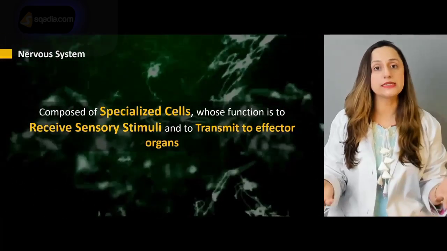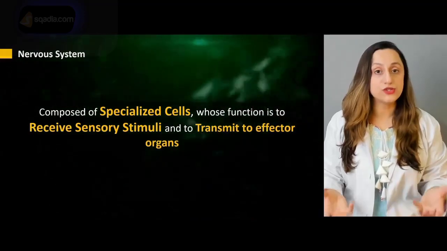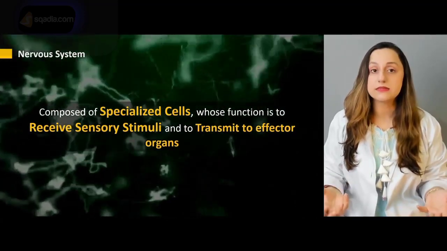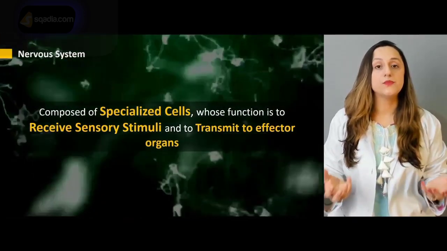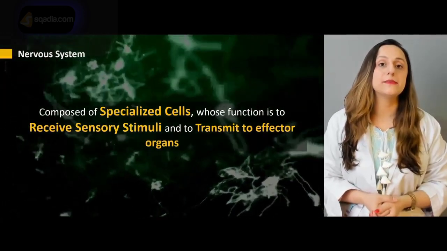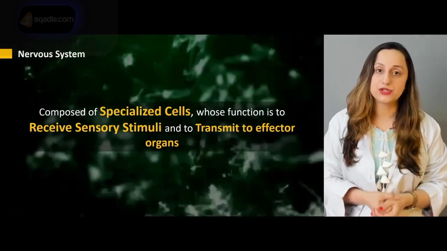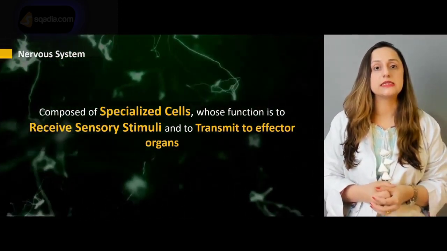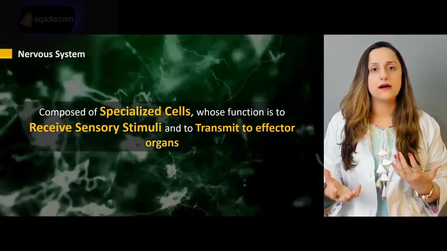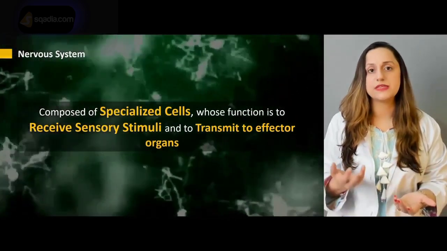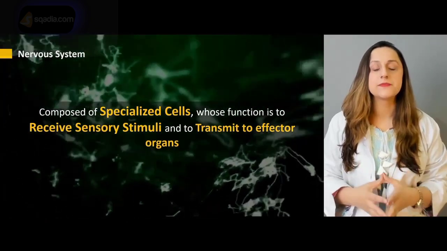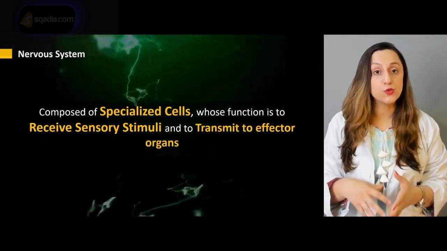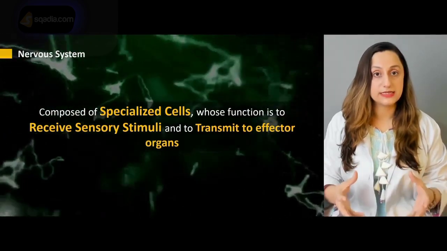The effector organs can be voluntary organs. For instance, it can be the muscles of our body, the skeletal muscles, to perform different movements, as well as it can be the involuntary actions that are performed by our organs. For instance, the heart, the smooth muscles of the small intestine, the kidneys. So even their function is affected or controlled by the nervous system.